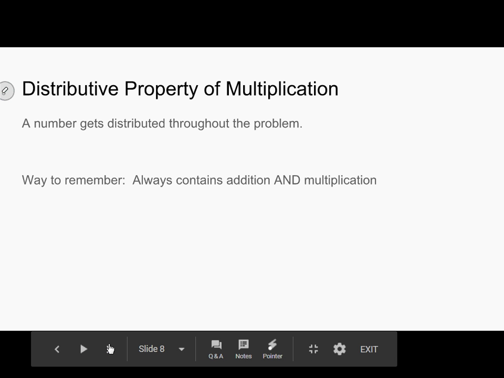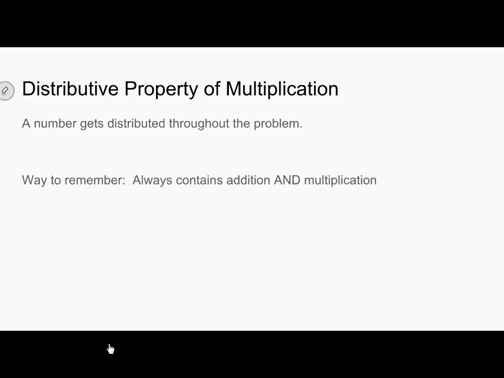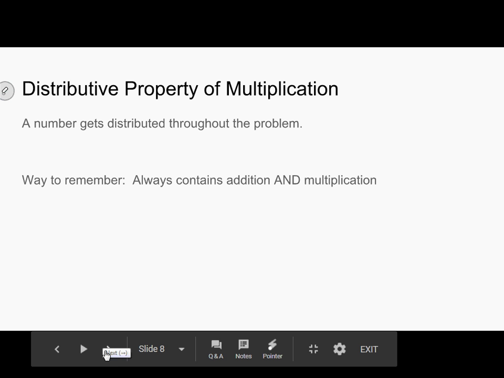Okay, our final property that we're going to talk about today is distributive property of multiplication. And basically what this is saying is a number gets distributed throughout the problem. Way to remember, if you see a problem that has addition and multiplication, and it's asking you, is this commutative, associative, or distributive? It's going to be distributive. Now, there's other problems that have addition and multiplication that aren't distributive. But if you have a test question that says, which property of multiplication is this example, and it has addition and multiplication, it will be distributive property. But let's look at some examples of those.